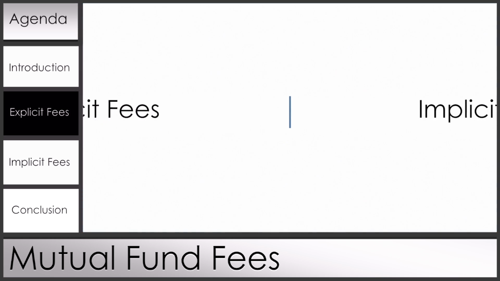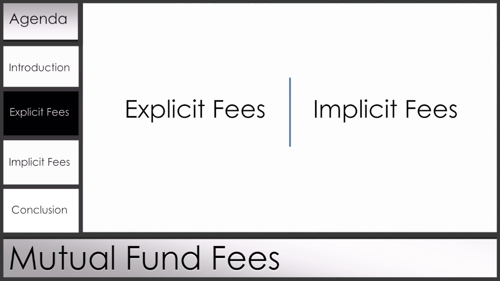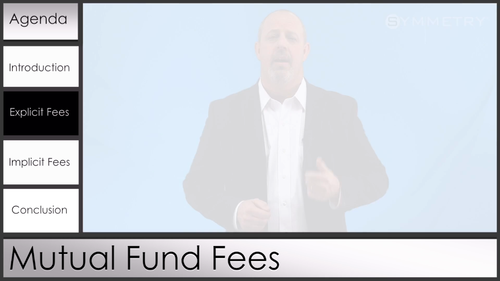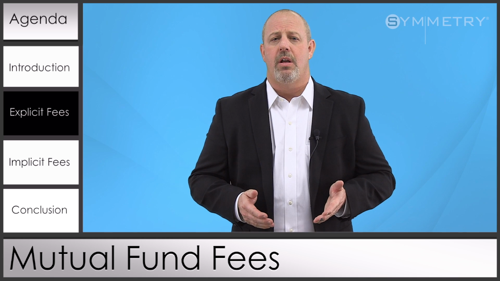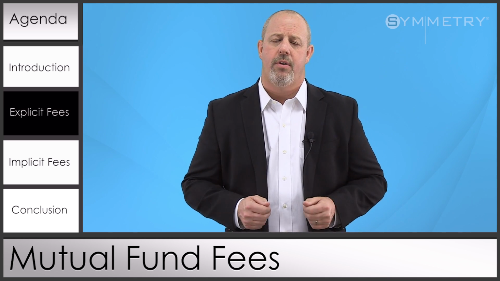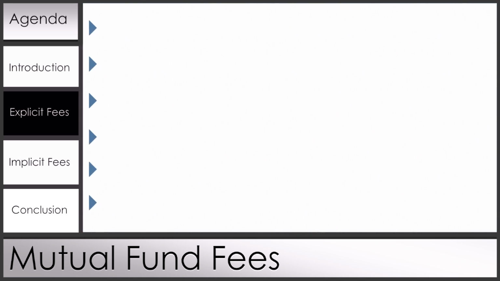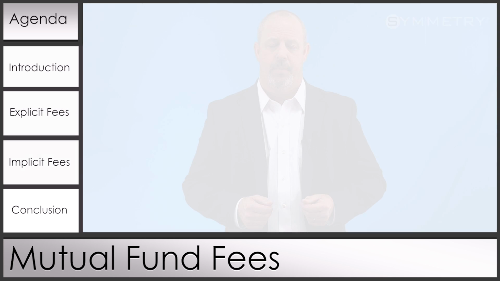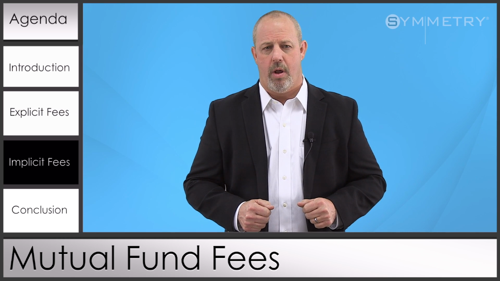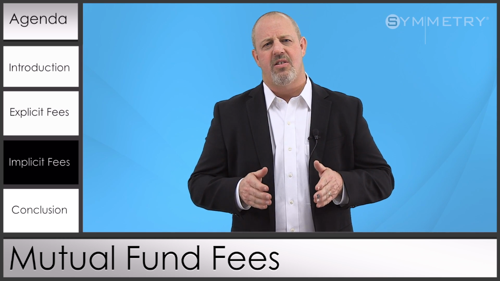Broadly speaking, mutual fund fees are broken down into two categories: explicit and implicit. Explicit fees are those that you pay in dollars. It may be helpful to think of explicit fees as the type for which you could be given a receipt. Examples of explicit fees include the mutual fund expenses, loads, the charge you pay to a broker for selling you a certain fund, brokerage commissions the mutual fund pays to trade stocks on your behalf, investment manager fees, or your advisor's fee.